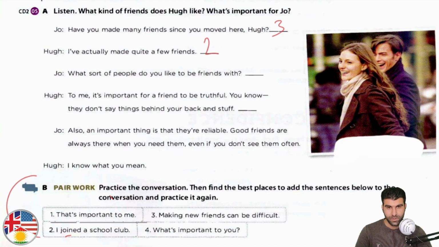The next one we have is what sort of people do you like to be friends with?